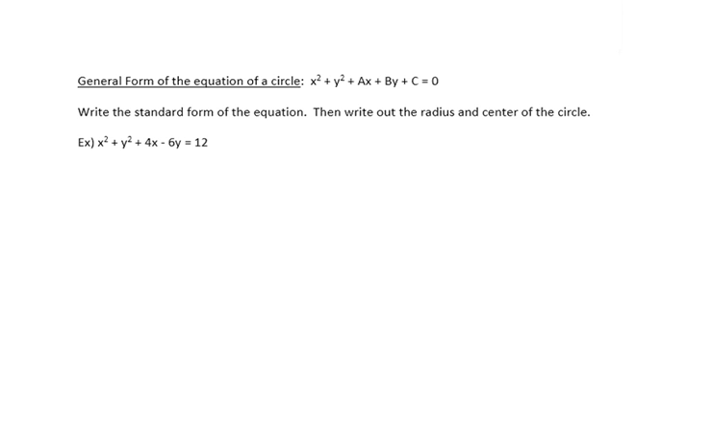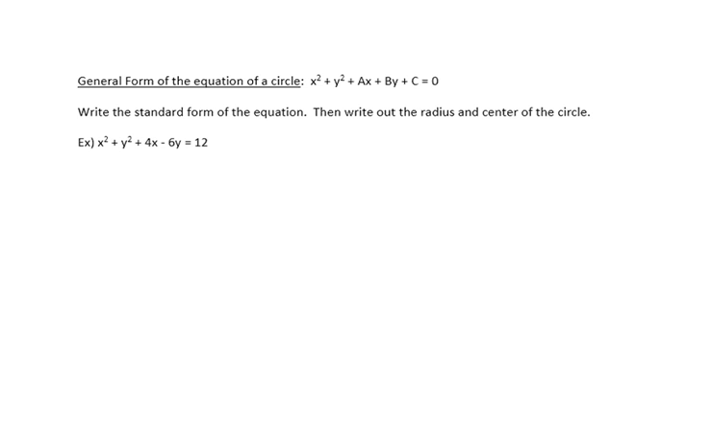In this video, we're going to talk about writing equations of circles from general form to standard form. Now, the general form of the equation of a circle is x squared plus y squared plus ax plus by plus c is equal to 0. We want to write the standard form of the equation and then write out the radius and center of the circle. Right now, this is one form of the general form of the equation of a circle.